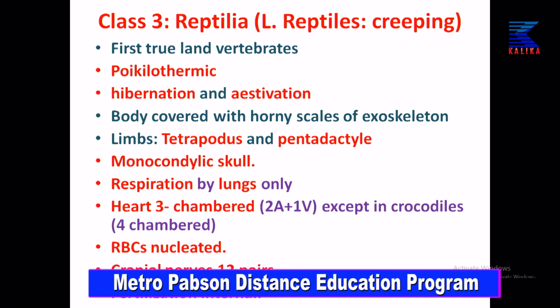So let's talk about reptiles. Class 3, reptiles. You keep on looking on the screen. I'll be back on the board in a minute. So keep on reading with me. They are the first true land vertebrates. What does it mean? They totally live on the land. Poikilothermic means they are cold-blooded. Their body temperature changes according to the temperature of the surroundings. And also, like the frogs, they go for hibernation and estivation.